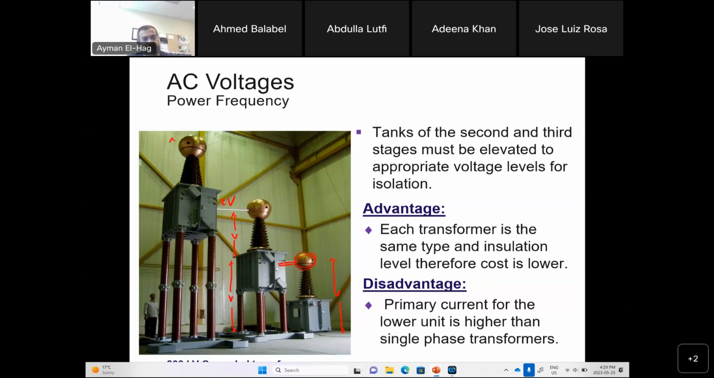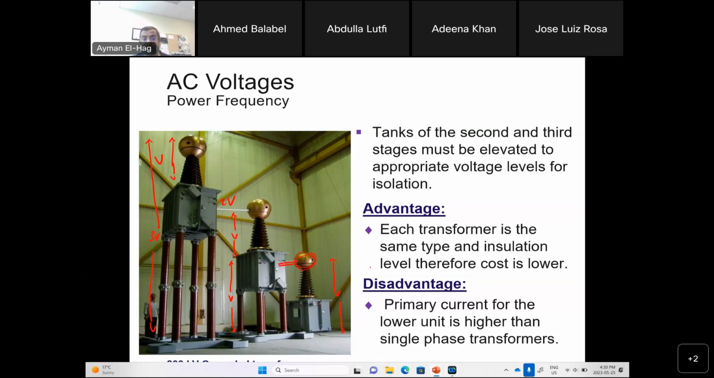So from here to the tank is V. Each transformer will give you only V. Every transformer will give you only V. But then from here to there, it is 2V. So the total output here becomes equal to 3V. So this is the idea of the cascade transformer.